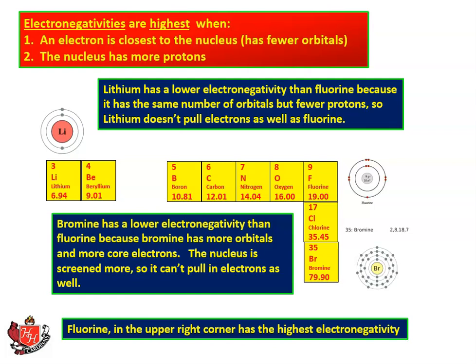Okay, now if we go in the other direction, lithium has a lower electronegativity than fluorine because it has the same number of orbitals but fewer protons. Okay, lithium has 3 protons and fluorine has 9 protons. So lithium doesn't pull electrons as well as fluorine. In fact, as you'll learn very soon, lithium doesn't pull in electrons at all, whereas fluorine does all the time.